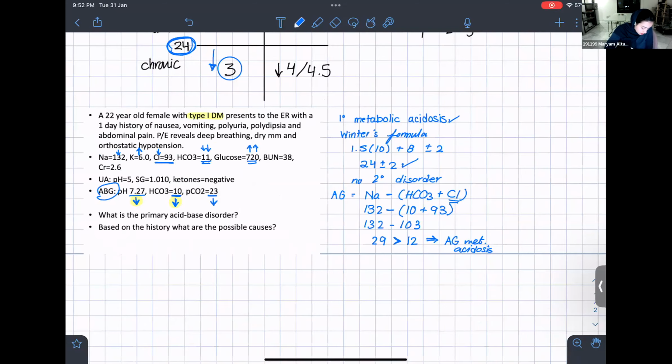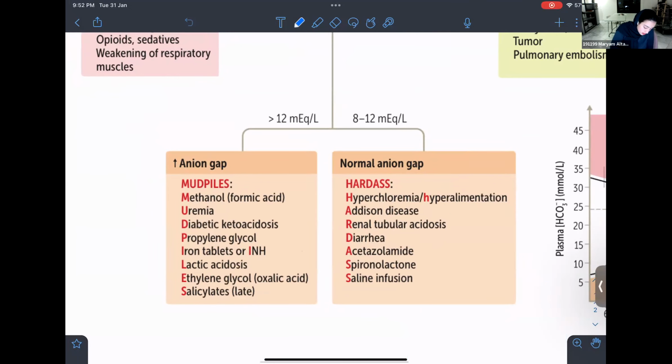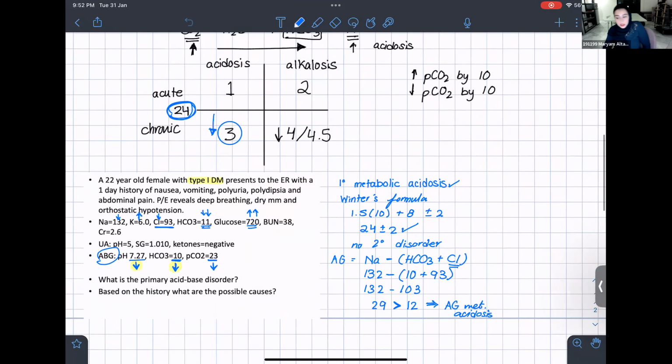So if you go back to the mnemonic of MUDPILES, your anion gap is greater than 12, yes. But you know this is a case of diabetic ketoacidosis. So without going through the trouble of calculating everything, you already know that it's that, okay? And to be honest, I'm not going to do the delta for you guys because I think it's going to confuse you a lot and they're not really going to ask about it.